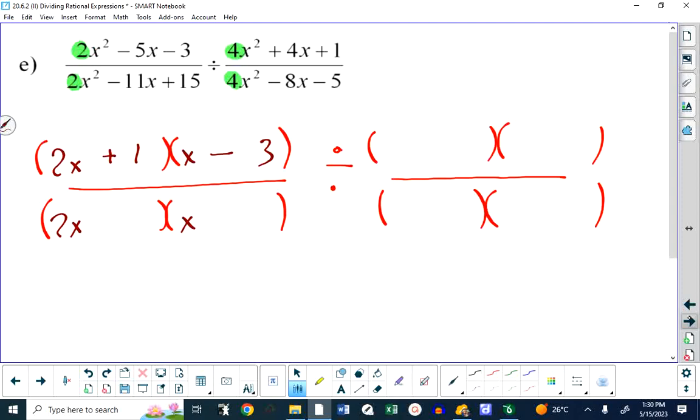Okay, the 15, just follow my logic again. The 15 is going to be a 3 and a 5, most likely. I'm going to try first putting the 3 with the x. Does anybody know why I'm going to try that without foiling it out and seeing if it works or not? Why do I suspect it's probably going to be?